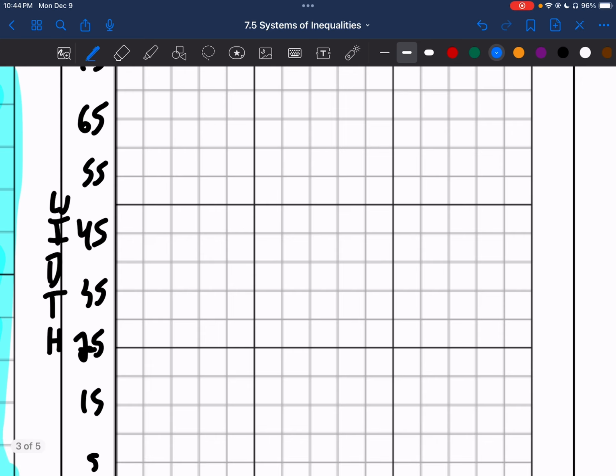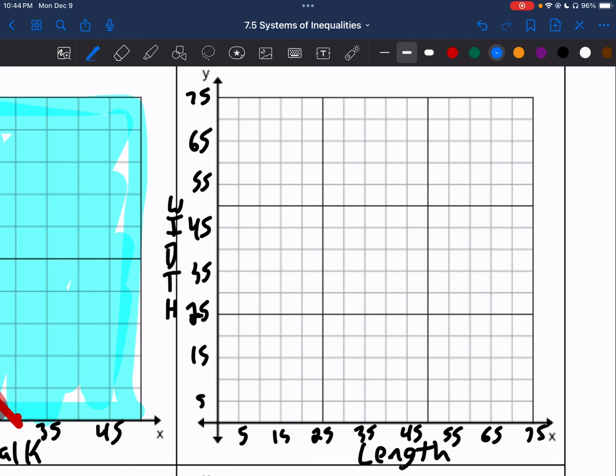Well, first off, let's look at what I did for my graph. We have length on the x-axis because it's the x variable. We have width on the y-axis because it's the y variable as we defined them. I went by 5s on my graph yet again, so it took me all the way up to 75 on the x and 75 on the y.